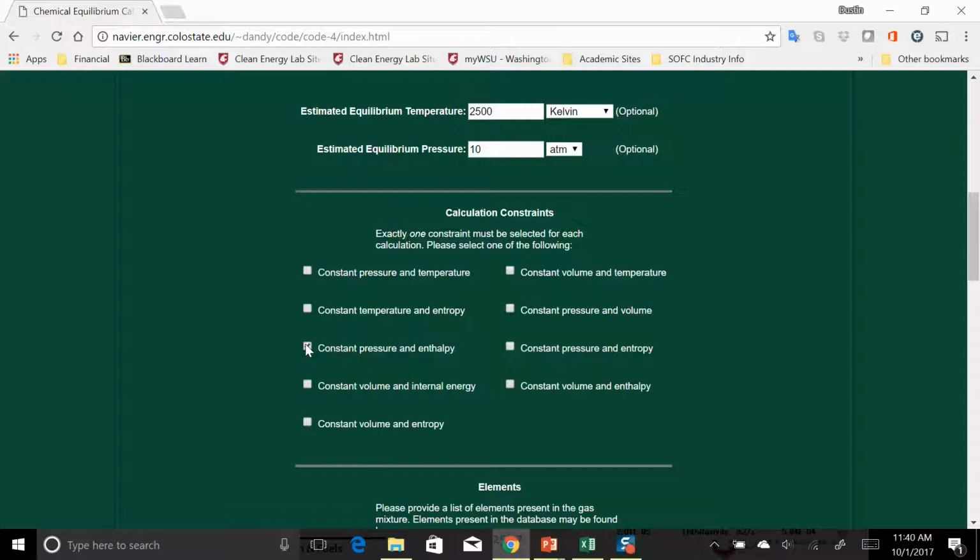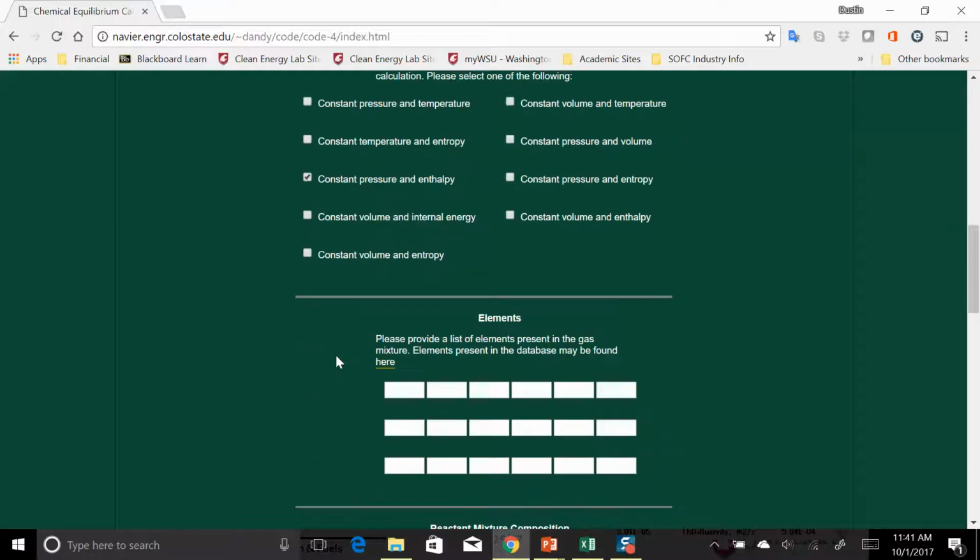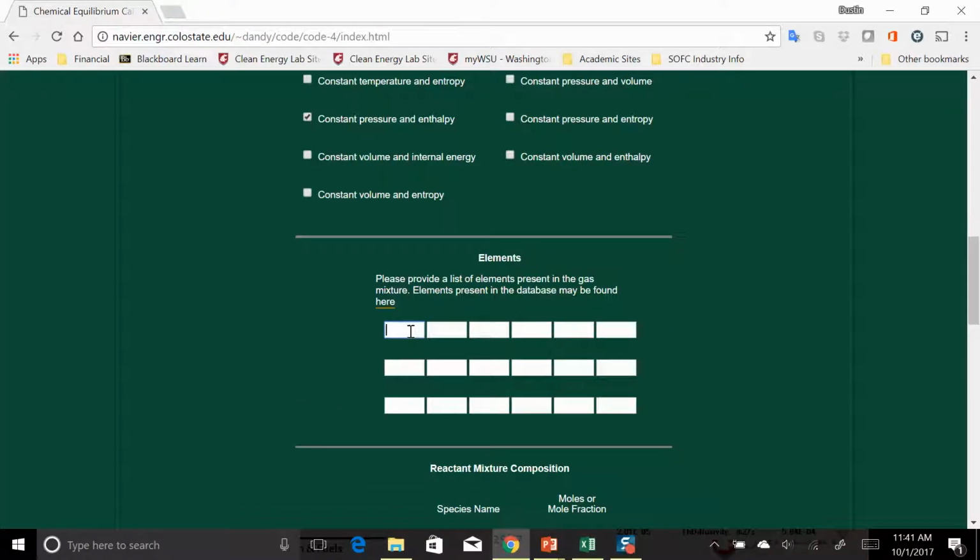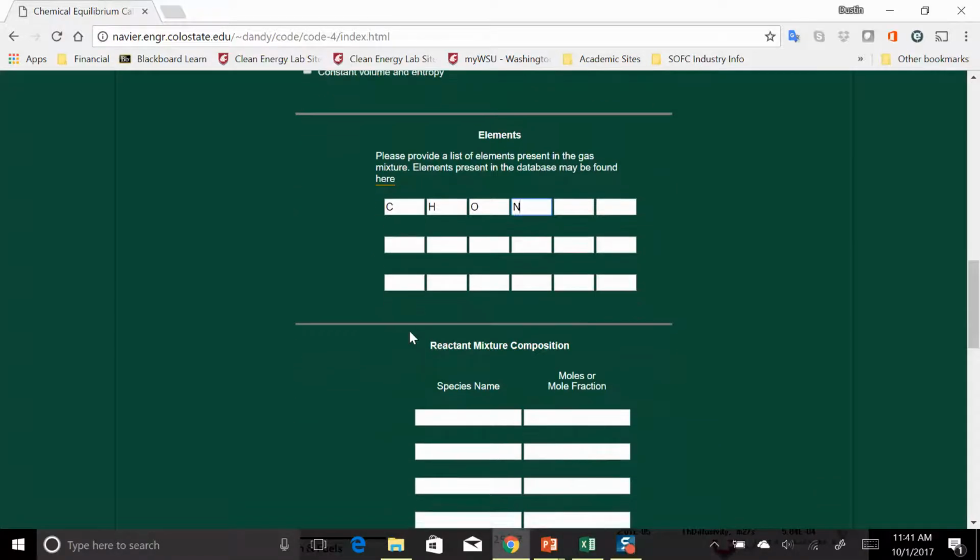If I instead wanted to do constant volume combustion, I'd come down here and pick constant volume and enthalpy. This sheet's a little weird. It shows that you can select two with check marks, but it only works by checking one. So you have to make sure you've only checked one here. So now let me go ahead and put in the elements I have. I know I have carbon, I know I have hydrogen, I know I have oxygen, and I know I have nitrogen.